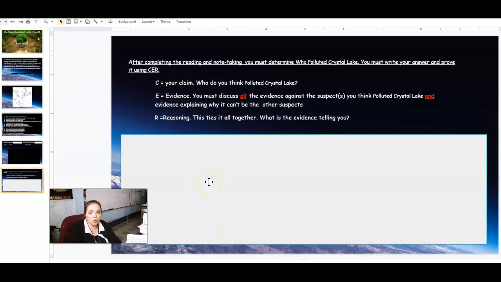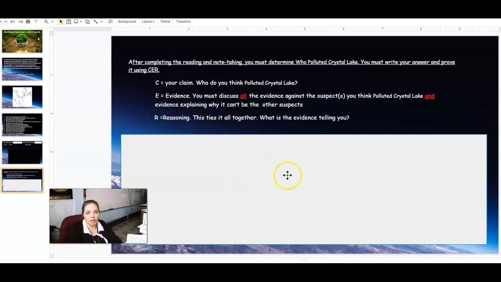So your claim, who do you think polluted Crystal Lake? I think so-and-so polluted Crystal Lake. Evidence, you must discuss all of the evidence. So you're going to give me all the evidence that points to that factory polluting the lake. And you're going to tell me why it can't be at least one other. So you say, I think it's this factory because of this, and this. But it cannot be this factory because of this. Or it cannot be this factory, and this factory because of this. You got to give me that counterclaim.